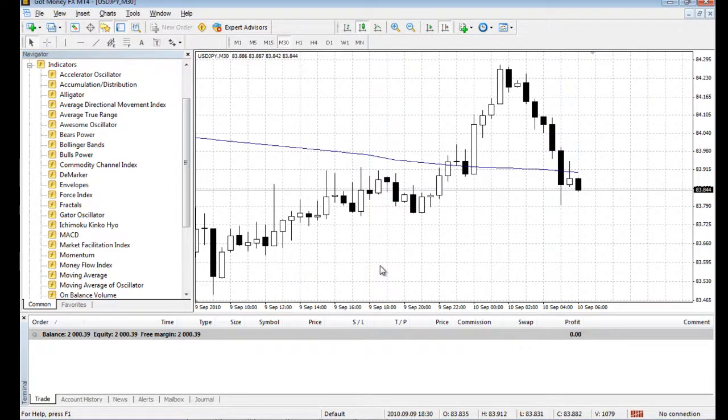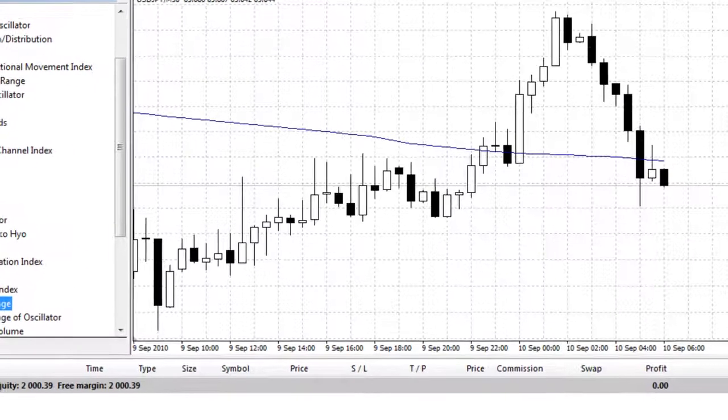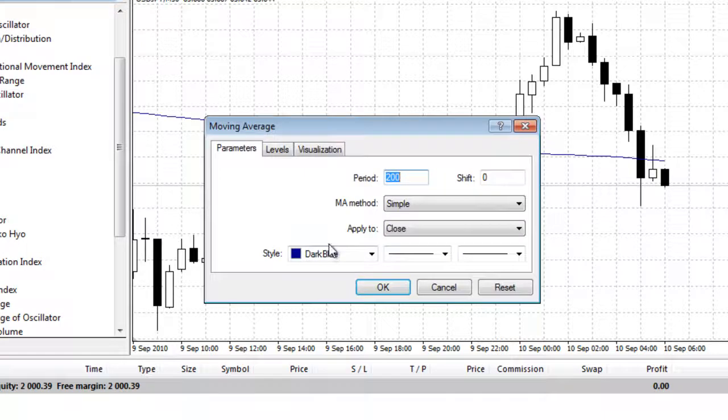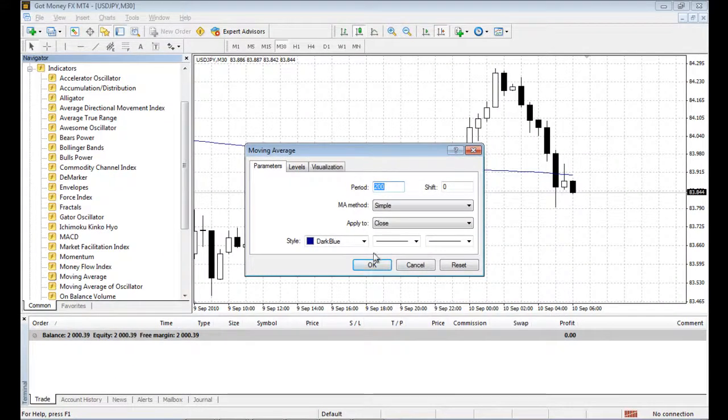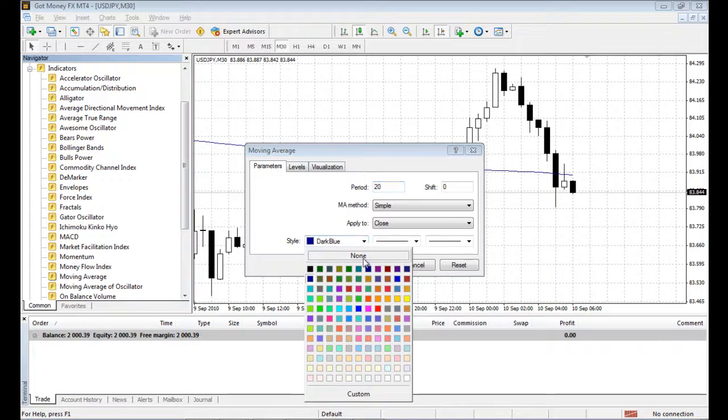If you wish to apply multiple moving averages to your chart, you simply repeat the process. Left click on the moving average indicator, drag it onto our chart, change the parameters to suit, and left click on OK. For my second moving average, I'm going to place a 20 period moving average on the chart. This time I'm going to change the color to red.